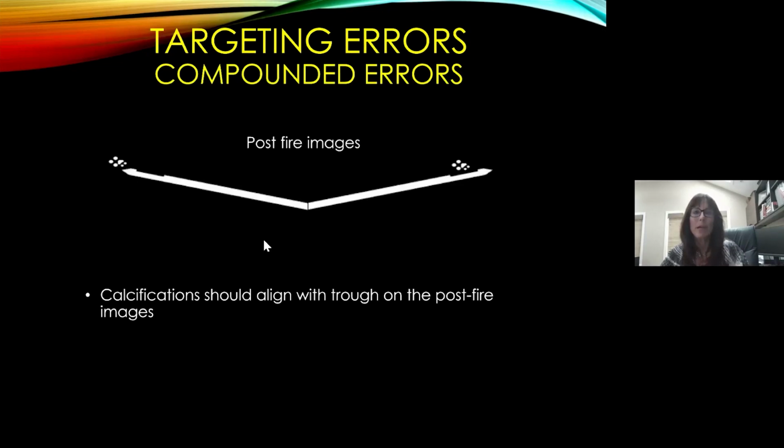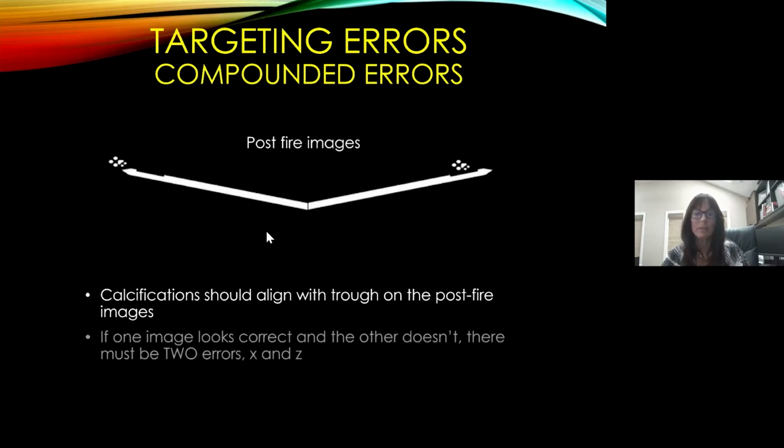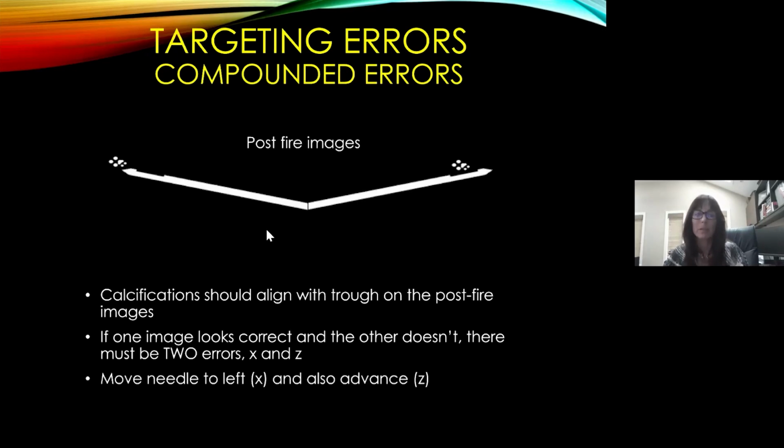There are times where errors are compounded. Again, as a reminder, on post-fire images, the calcifications should align with the trough on the post-fire images. In this example, one image looks correct, but the other doesn't. That means that there must be two errors, and it's usually X and Z that are compounded. If we move the needle to the left along the x-axis and also then advance the needle, we would bring the trough adjacent to the calcifications on both views.